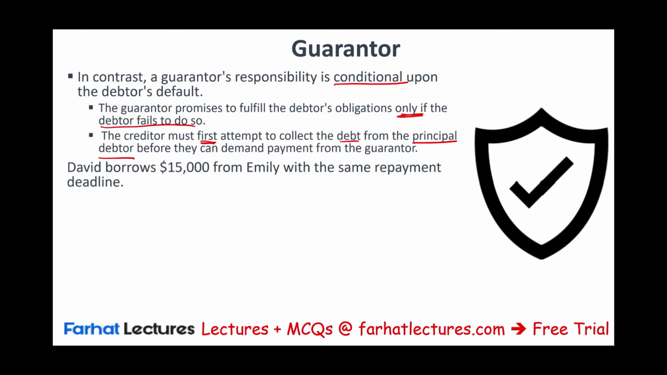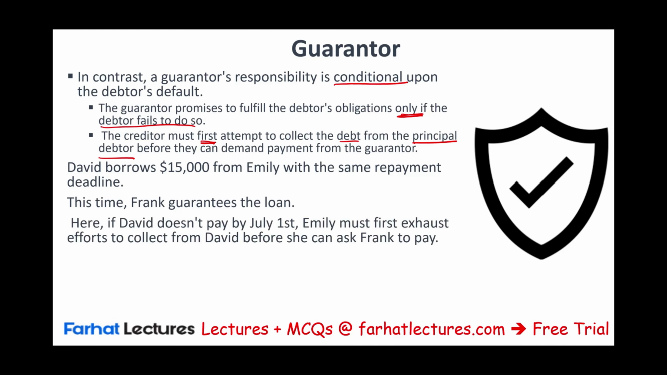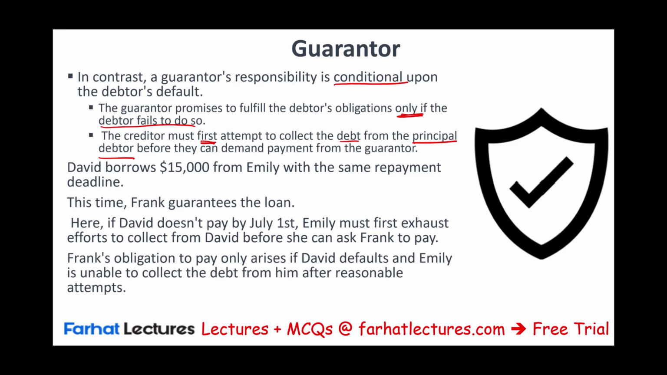So if we go back to David, who borrows $15,000 from Emily with the same repayment deadline, this time Frank guarantees the loan. Here, if David doesn't pay by July 1st, Emily must first exhaust all effort to collect the money from David before she can go and ask Frank for anything. So Frank's obligation to pay only arises if David defaults and Emily is unable to collect the debt from David after reasonable attempt. So notice there's a big difference between guarantor and suretyship. Suretyship, you're more at risk because you have to pay as if you borrowed the money yourself.